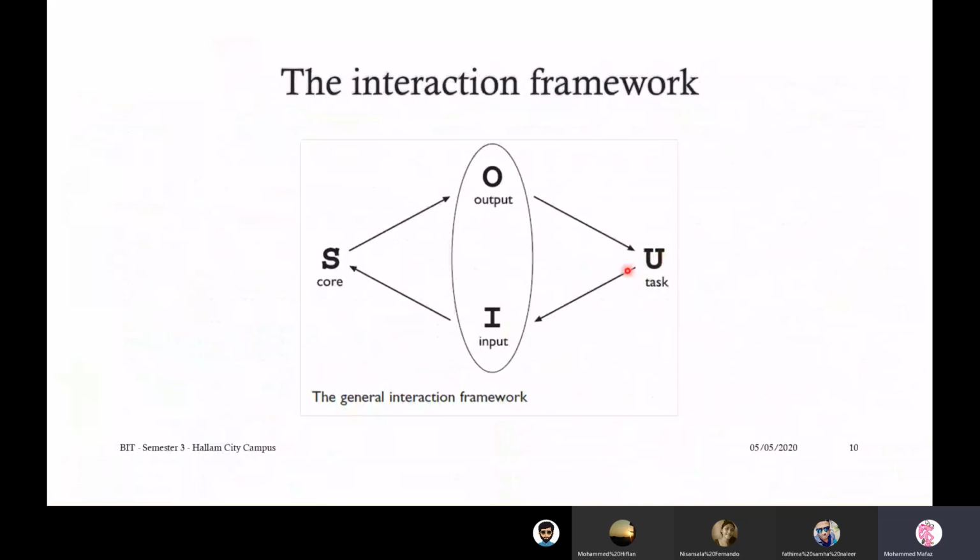The user needs to formulate, uses the task language and does the input to the system, and the input is then translated into the core language of the system. Then the system needs to produce the output and translate it to the task language, where the user understands. So this is the general interaction framework. I think you have some questions on this, to draw this or something.